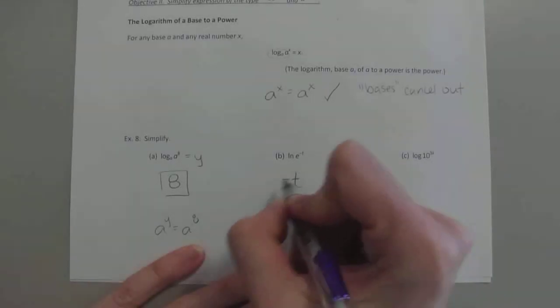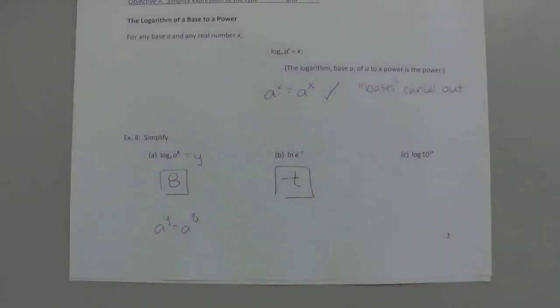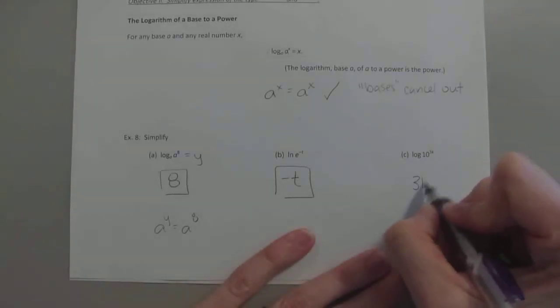All right, so what is the base? What is the base of natural log? E. So you're taking log base e of e, so it just leaves you with the exponent, negative t. What is the base of this log when it just says log? 10. 10, right? So log base 10 of 10, they're undoing each other, and you're just left with 3k.